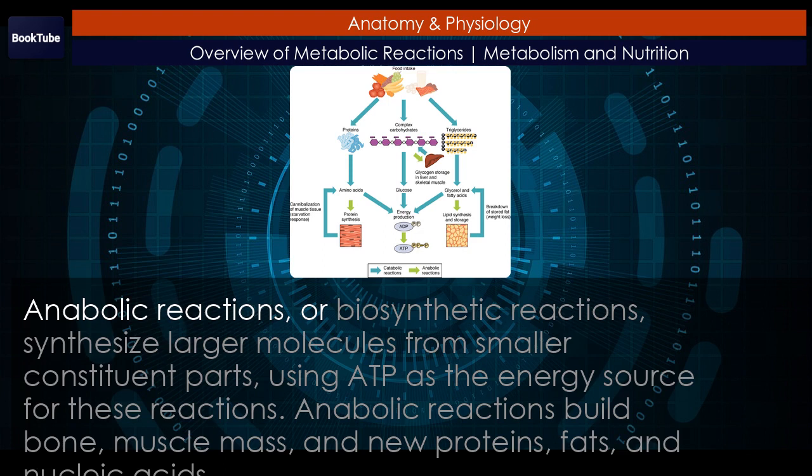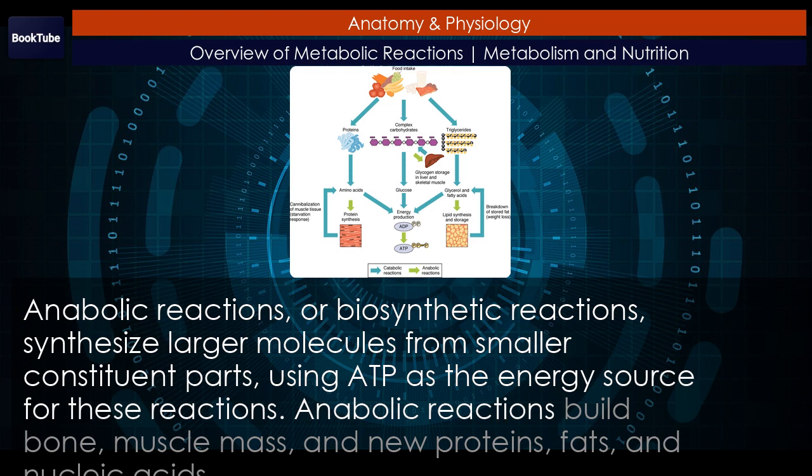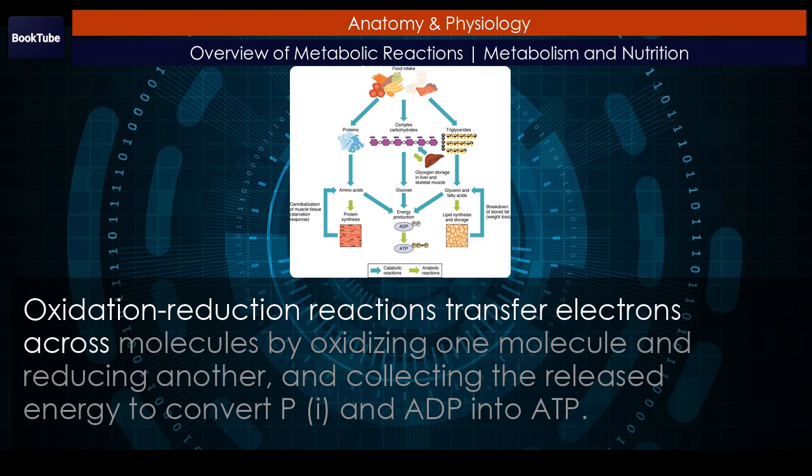Anabolic reactions, or biosynthetic reactions, synthesize larger molecules from smaller constituent parts, using ATP as the energy source for these reactions. Anabolic reactions build bone, muscle mass, and new proteins, fats, and nucleic acids. Oxidation-reduction reactions transfer electrons across molecules by oxidizing one molecule and reducing another, and collecting the released energy to convert Pi and ADP into ATP.